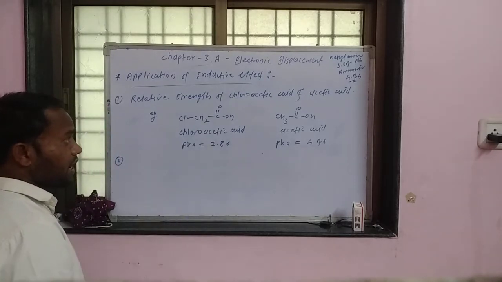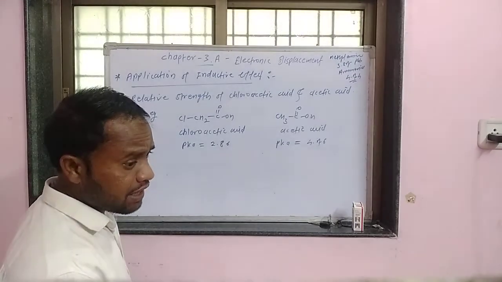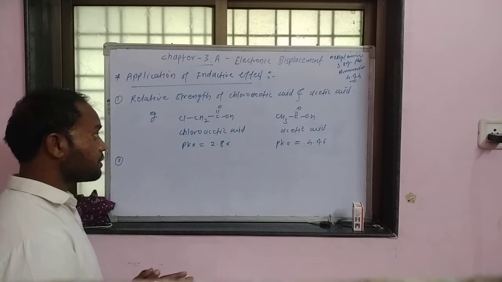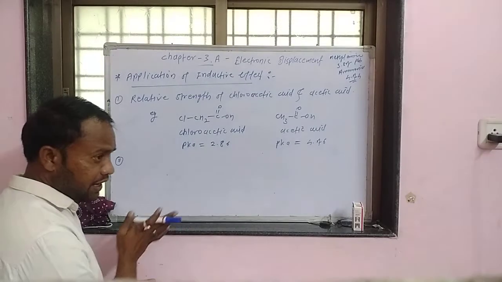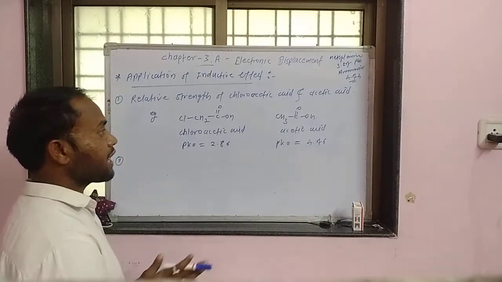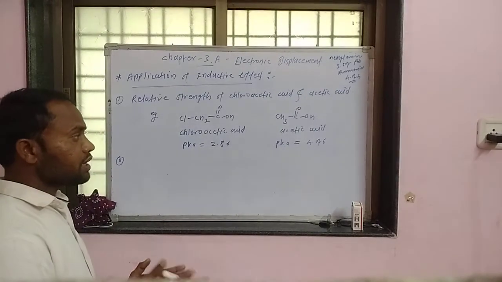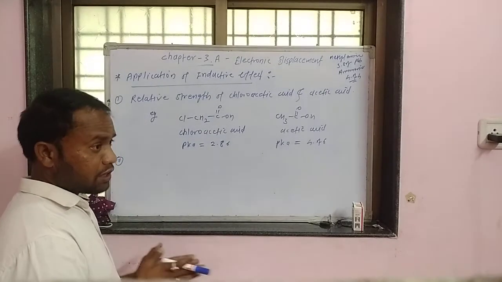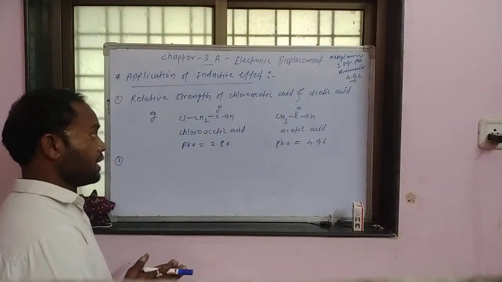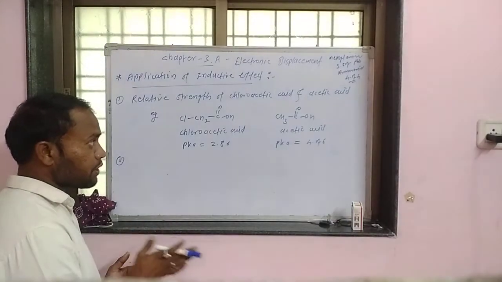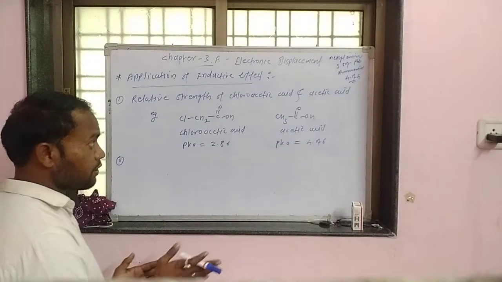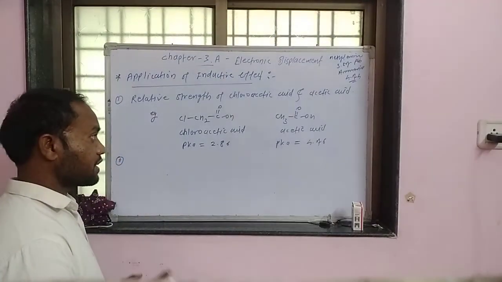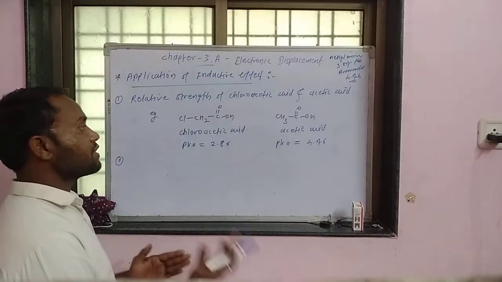The strength of acids depends on their tendency to release protons in aqueous solution to form H3O+. The greater the tendency to form H3O+ in aqueous solution, the greater the strength of the acid. This is expressed by the pKa value. The lesser the pKa value, the higher the acidic strength. The greater the pKa value, the lower the acidic strength.